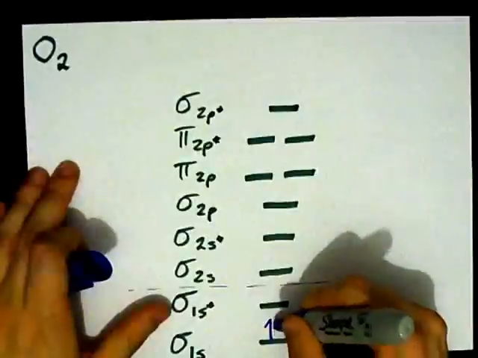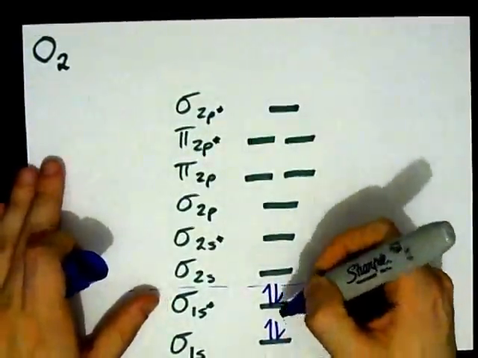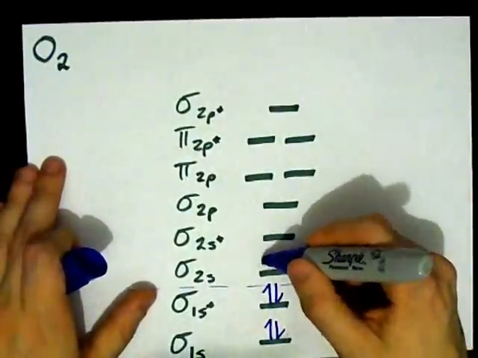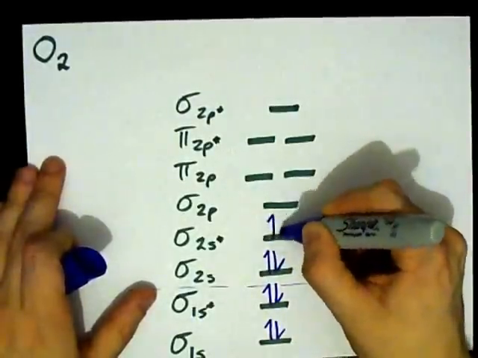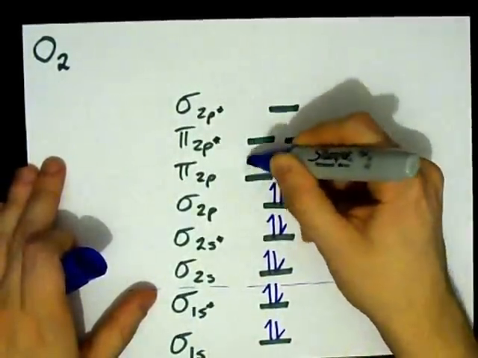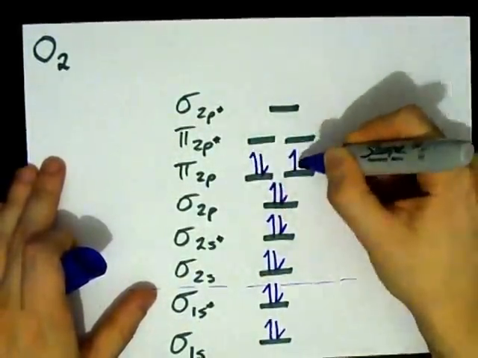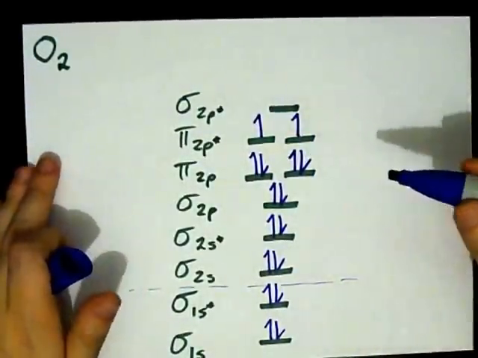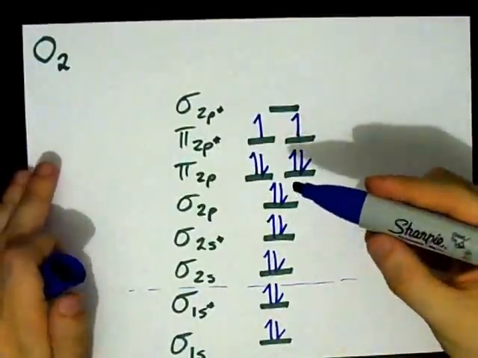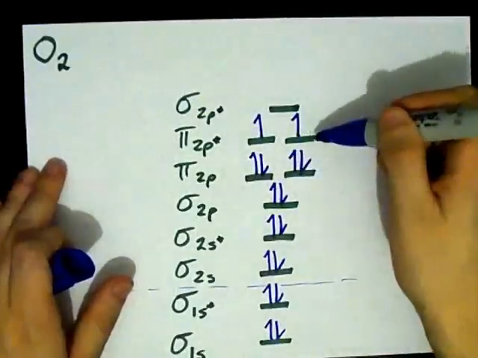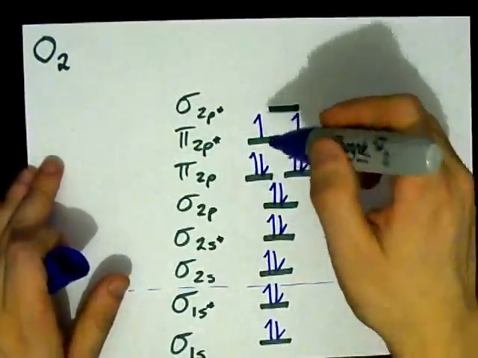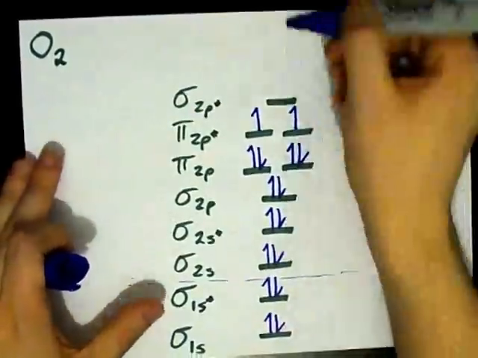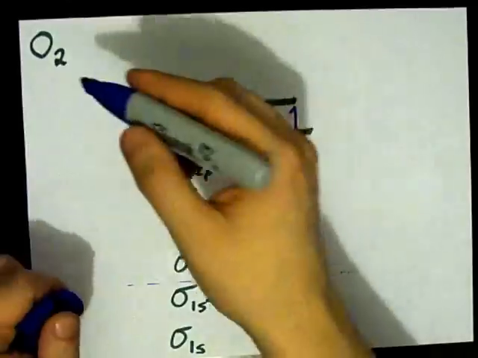So, 1, 2, 3, 4. Notice I'm following the Aufbau principle of going from the bottom up. 5, 6, 7, 8, 9, 10, 11, 12, 13, 14, 15, 16. And I'm also following that rule. Actually, maybe that was Hund's rule. I'm also splitting them up before. Oh yeah, Hund's rule is spread them out before you double them up. Anyways, long story short, 16 electrons for the O2 molecule.